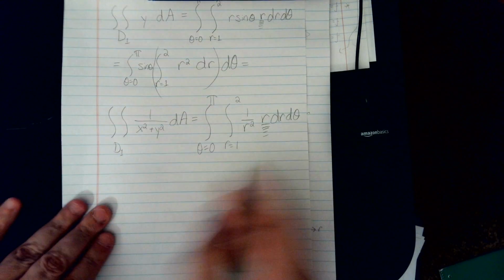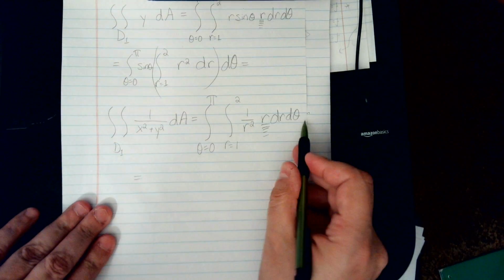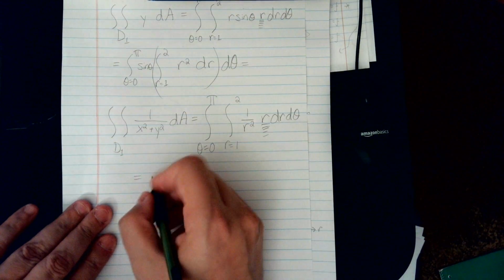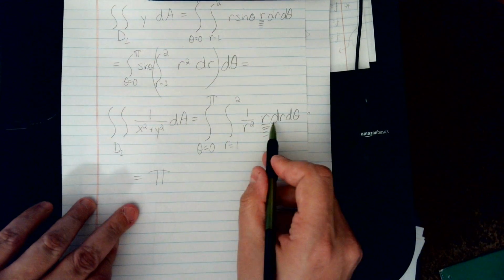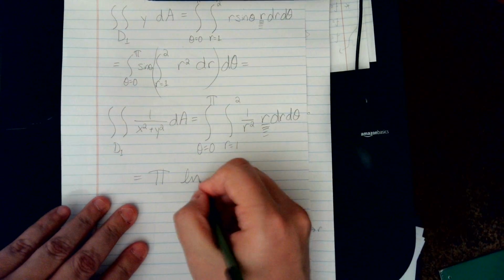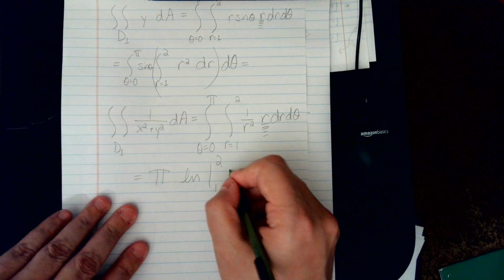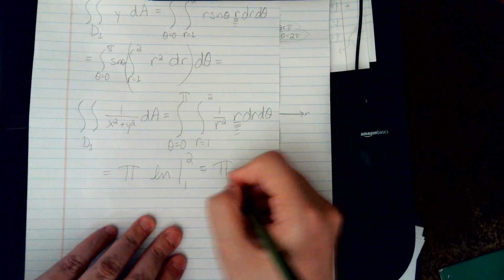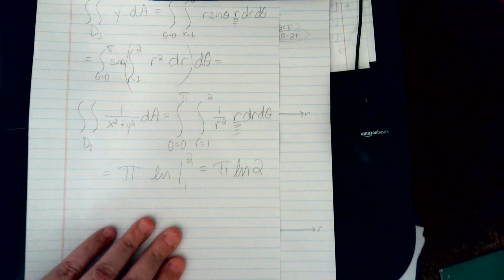Okay. Well, it's completely independent of theta. Theta goes from 0 to pi. That's going to be pi. This is a 1 over r. I'll get a natural log from 1 to 2. Natural log of 1 is 0. Pi natural log 2. Done.